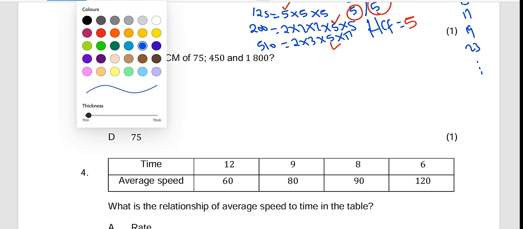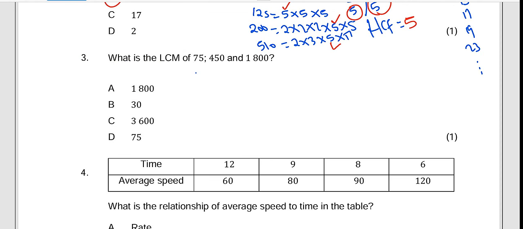Guys, okay, let's continue. So I'll start with 75. 3 goes into 75, yes, 25 times, and then I have 5 and 5. And then as for 450, 2 does go into 450. 450 divided by 2 is going to give me 225.